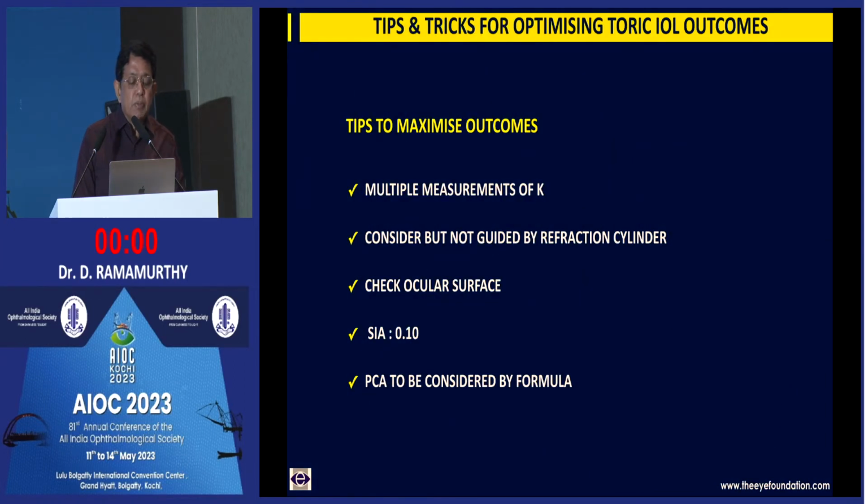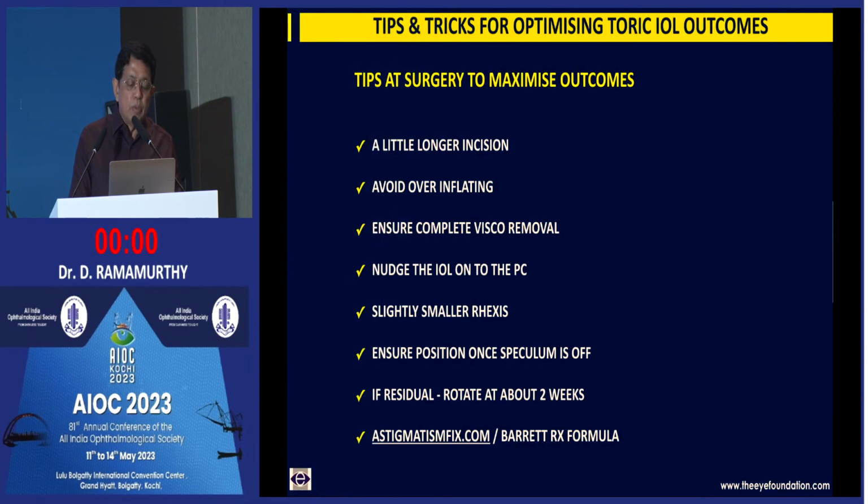My final tips to maximize your outcomes as far as toric intraocular lens is concerned: take multiple measurements of the K reading. Consider but do not be guided by refractive cylinder. Check the ocular surface not just before the surgery but even before your biometry. The surgically induced astigmatism, the centroid value, is just 0.1. The posterior corneal astigmatism is to be considered by the formula. Most modern formulas do that.